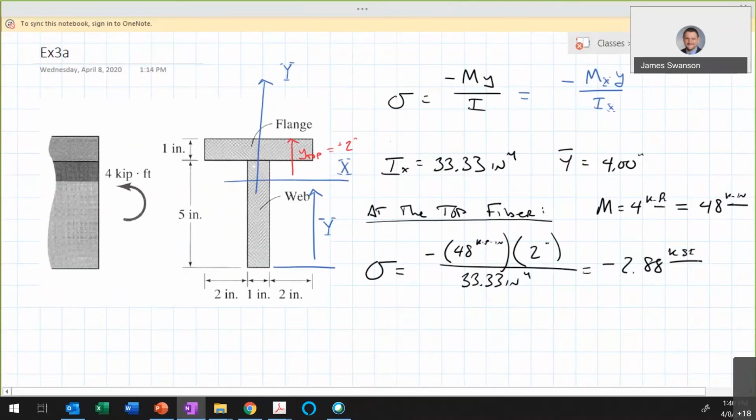Now, usually what I'll do is I'll come in, I should have written it down here before. I'll put a subscript on that, sigma sub top, so we know we're talking about the top of the beam and not the bottom of the beam.